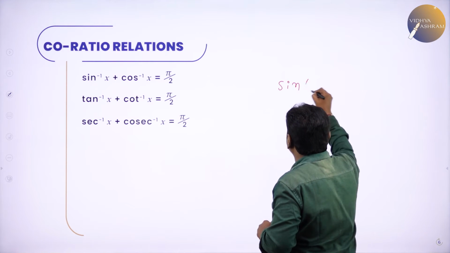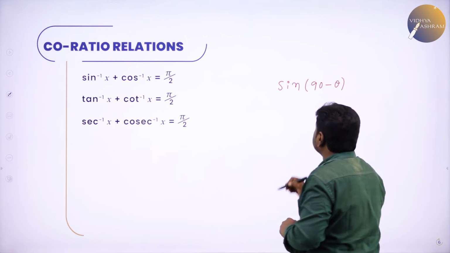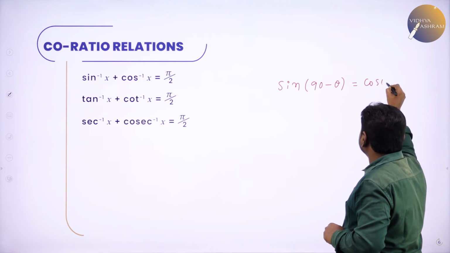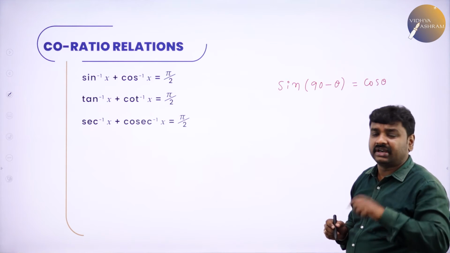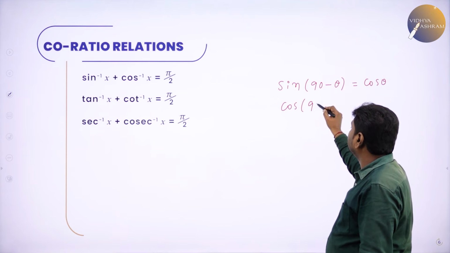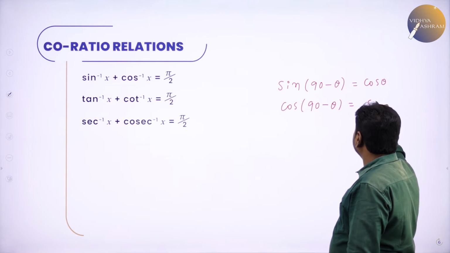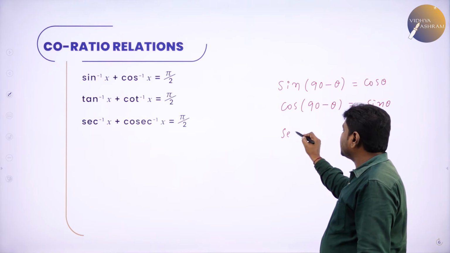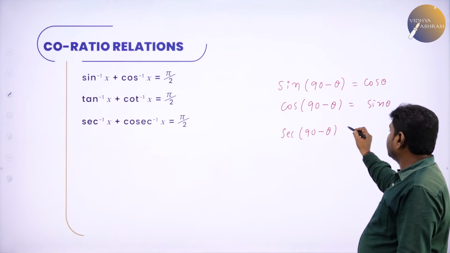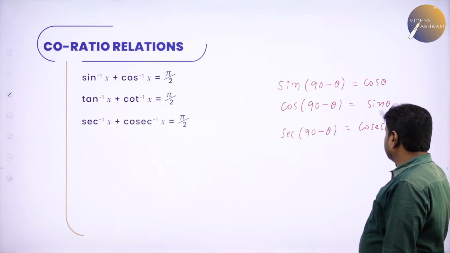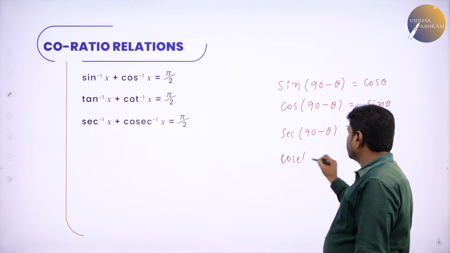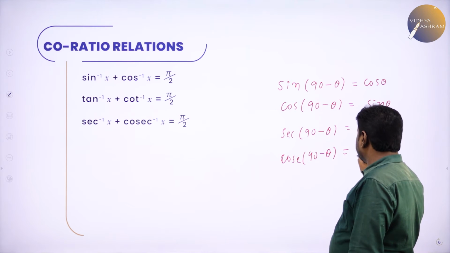What is sine of 90 minus theta? For 90, function changes to what? Cos. 90 minus theta is in first quadrant. So sine of 90 minus theta is cos theta. Similarly, what is cos of 90 minus theta? Cos changes to sine. Positive sin theta. Similarly, what is secant of 90 minus theta? For 90 and 270 function changes. So secant will become cosecant theta. And cosecant of 90 minus theta is secant theta.